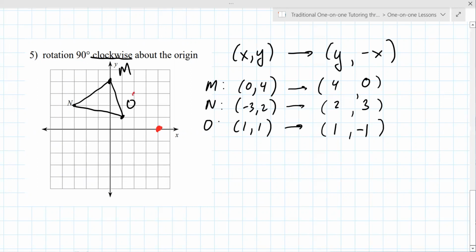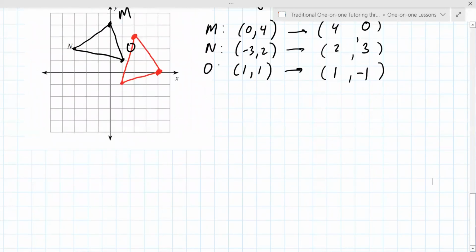And it is possible that the shape could overlap onto itself. You saw that in your worksheet. In fact, I would definitely think that's likely to happen here. So the clockwise and the counterclockwise are the two more confusing ones. The last one is the 180-degree rotation.